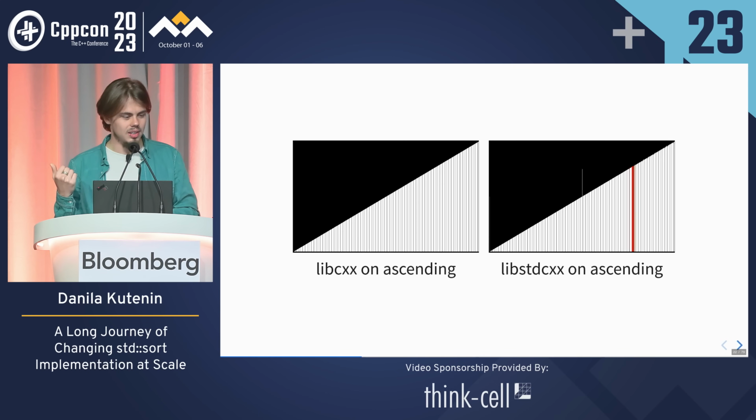So libc++ on ascending input already finished, and you can see libc++ on ascending does some weird stuff, which I know hasn't finished yet, but we'll just wait and see how it sorts the elements. All right, now it finished. So patterns are important, hardware is important, and log n comparisons is important. So what can we do about it?